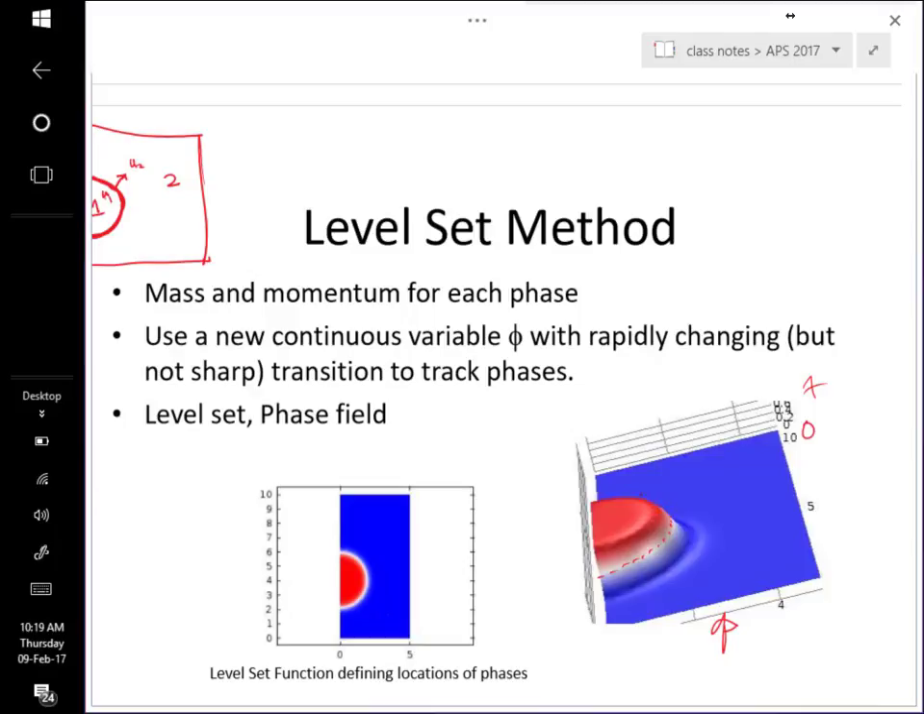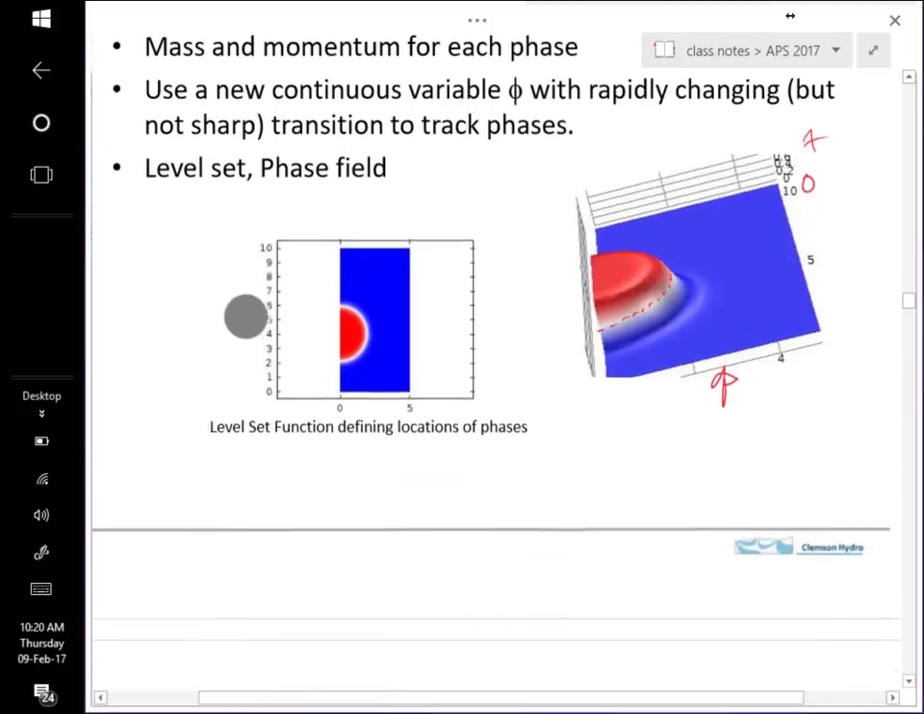Okay, so that's the basic approach. We've got to introduce this new variable, and it's a continuous variable, and what we'll say is that it's going to have to behave according to conservation laws. So that automatically is a big thumbs up for us, because we know it has to obey the standard conservation law that we've been working on.